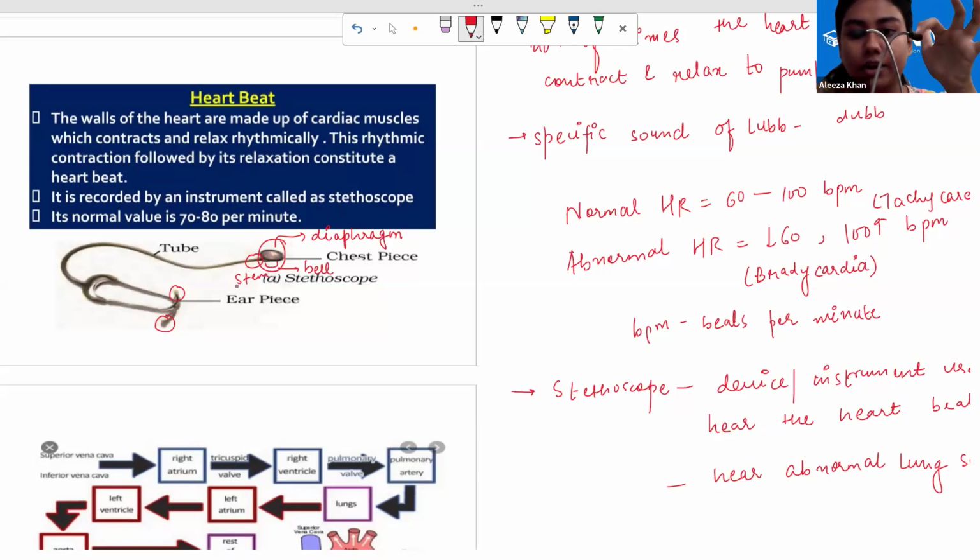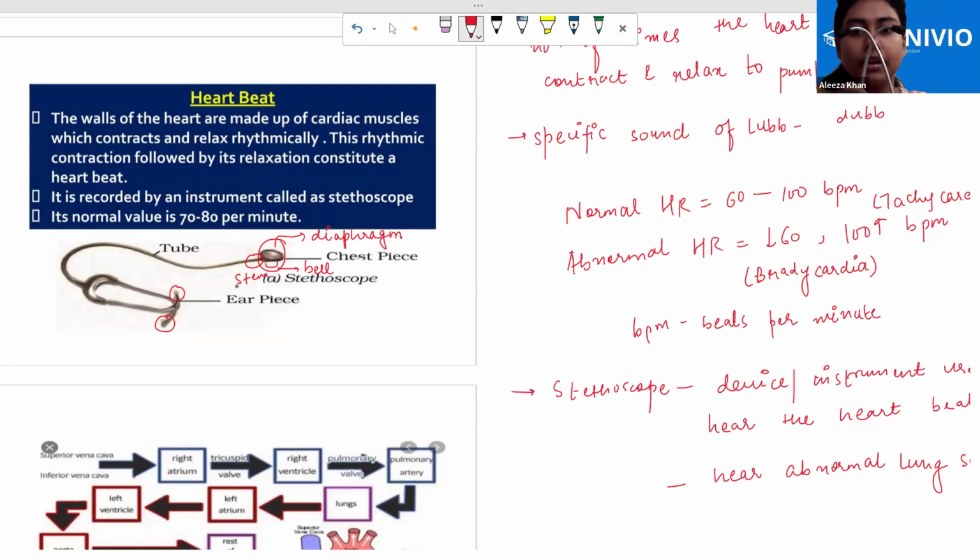So these are your earpieces, this one and this one. These are inserted into your ear. Are you able to see it? Yes, ma'am. These are earpieces that are inserted into your ear.